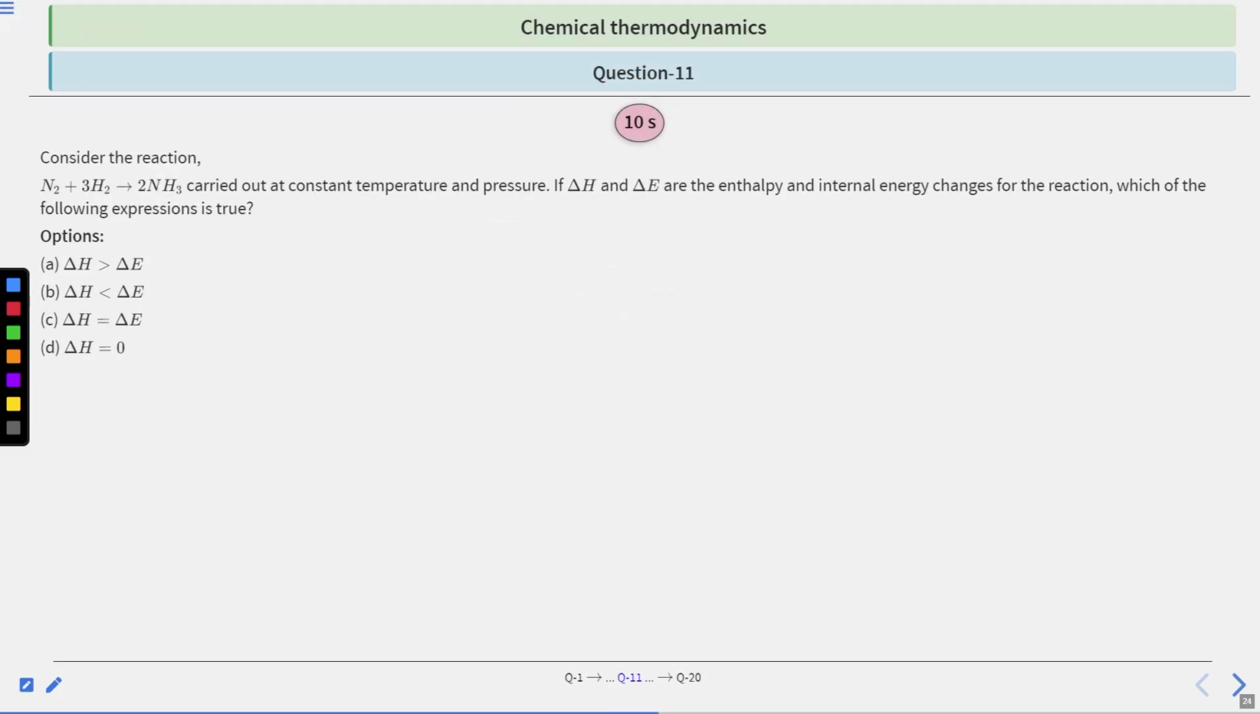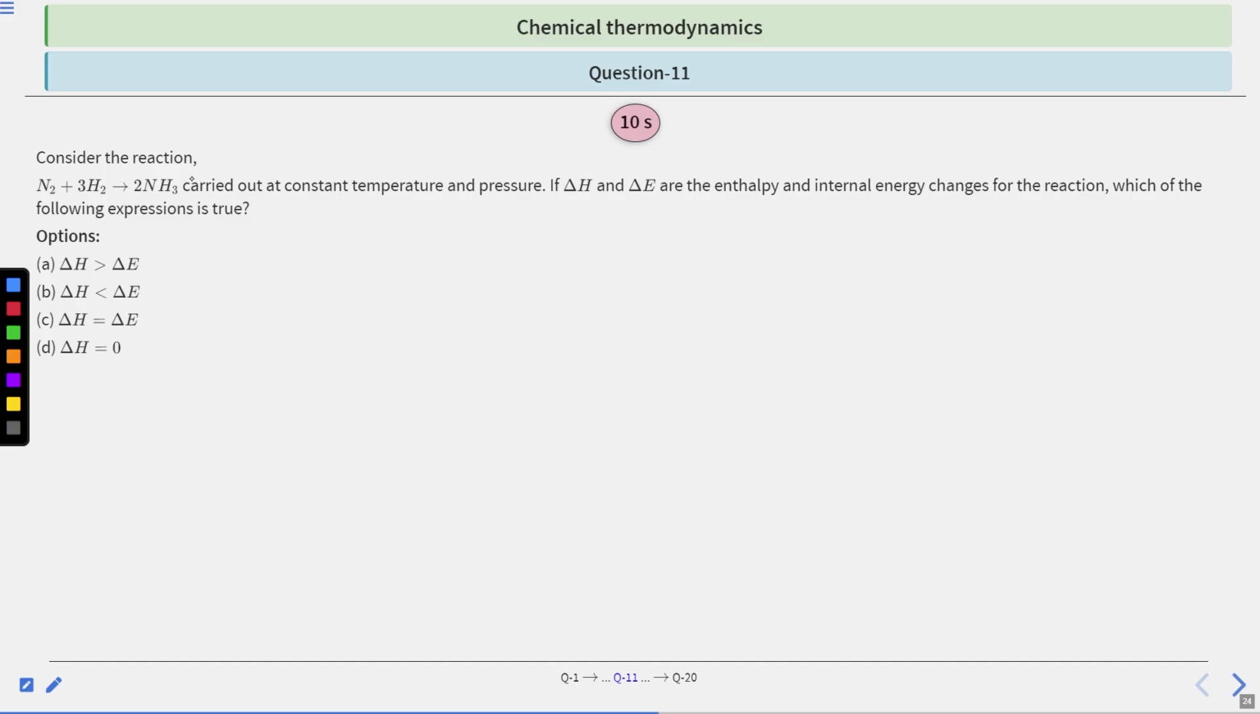Moving on to question number 11. Consider the reaction N2 plus 3H2 gives 2NH3 carried out at constant temperature and pressure. If del H and del E are the enthalpy and internal energy changes for the reaction, which of the following expressions is true? Options are del H is greater than del E, del H is less than del E, del H is equal to del E, or del H equals 0. You have 10 seconds to solve this question. After that, we will see the answer.